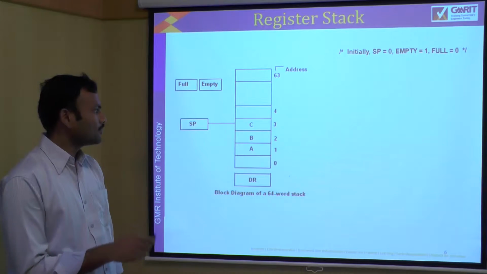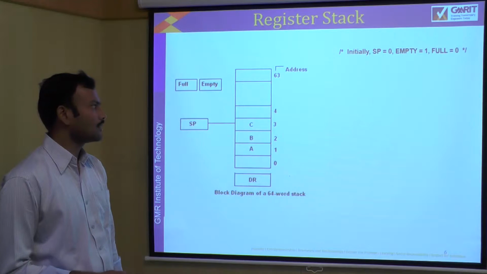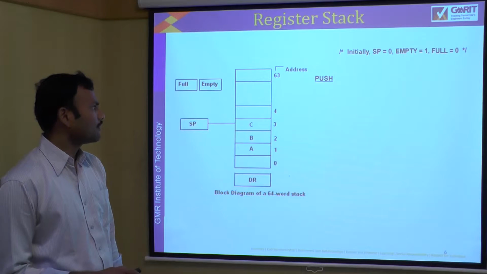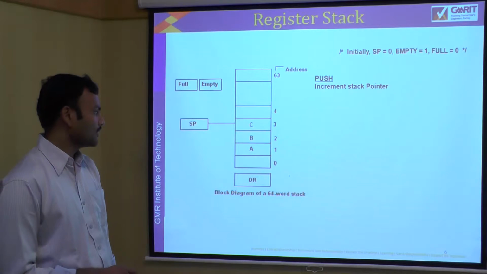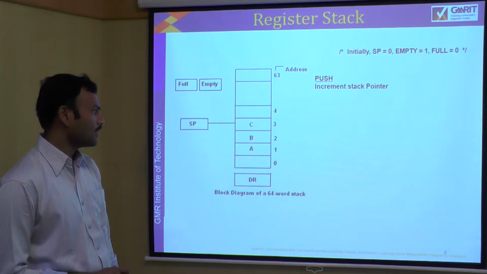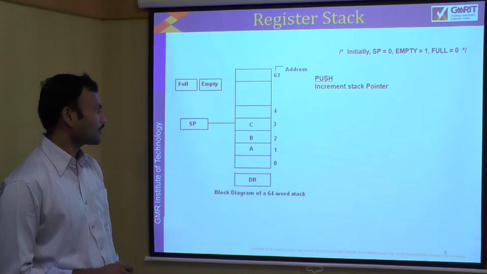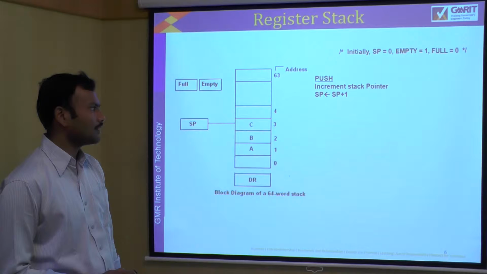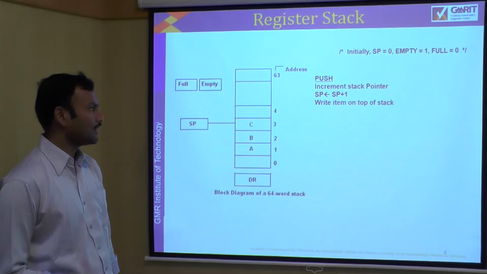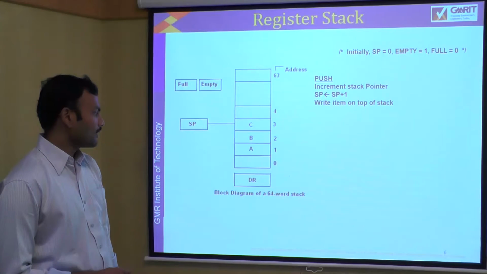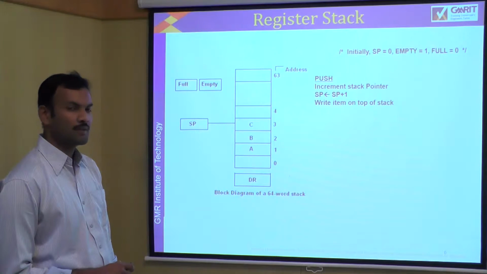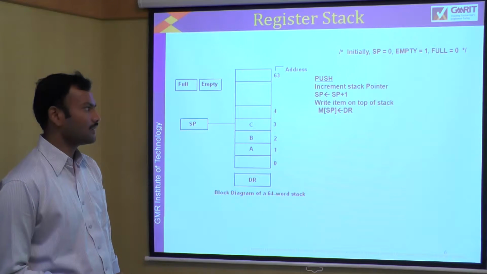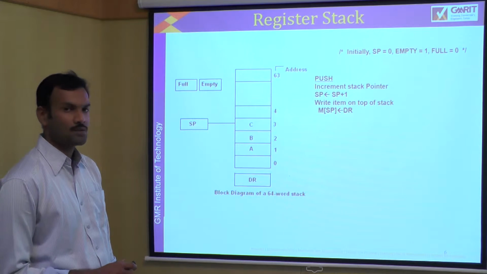And we'll see how to perform the push operation. In the push operation, first of all you need to increment the stack pointer by 1. Initially the stack pointer is at 0, and if you want to insert one more element, the first thing is you need to increase the stack pointer by 1. For that, this is the micro operation. After that, the data available in the data register will be stored onto the top of the stack. So the operation is that the data in the data register will be stored into the top of the stack.